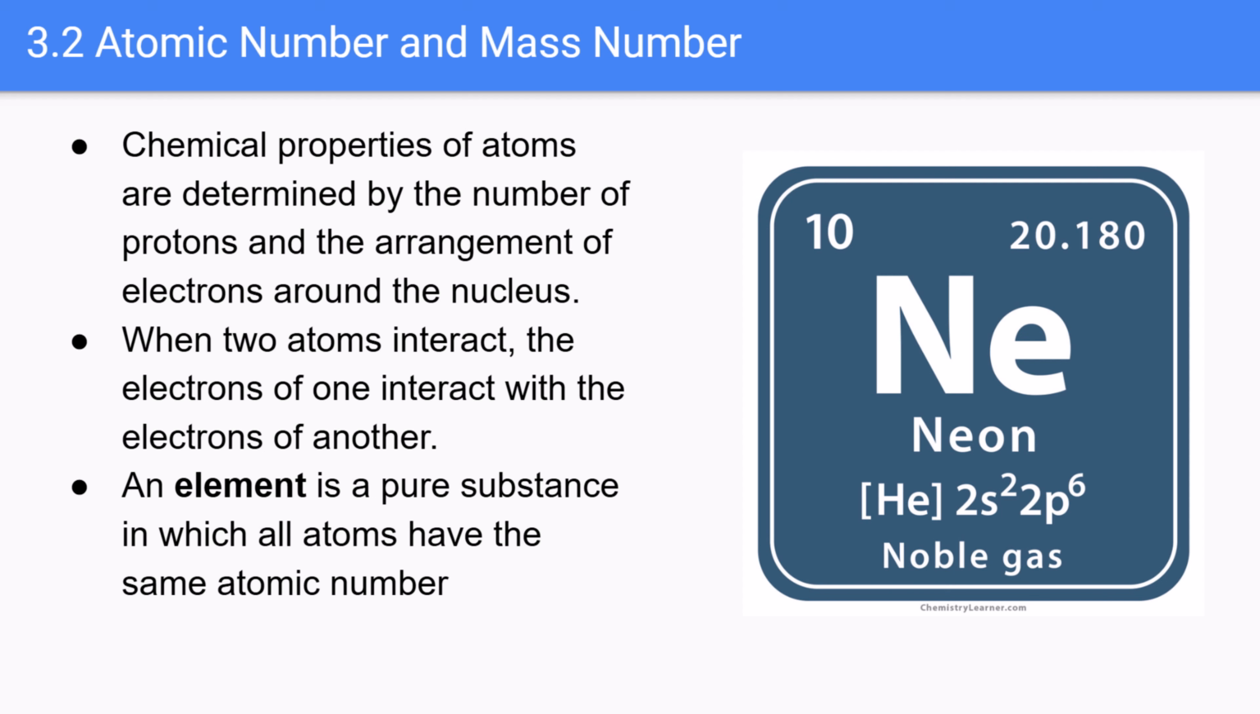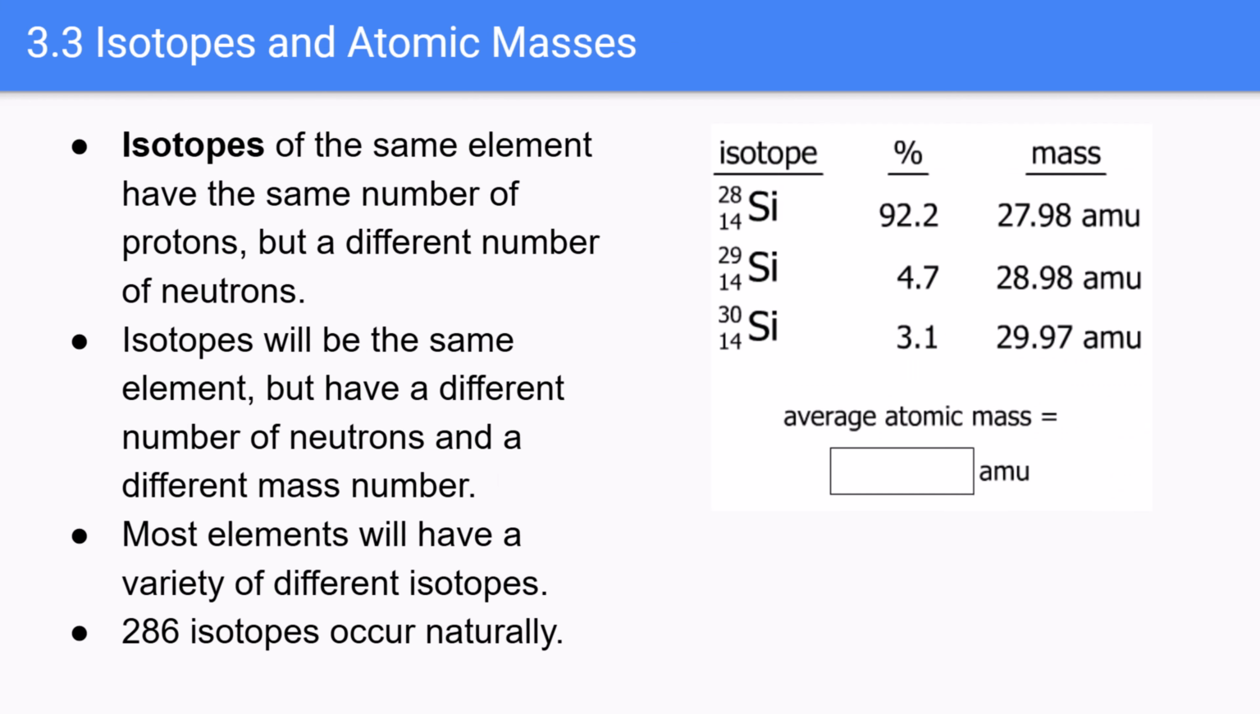We define element as a pure substance in which all atoms have the same atomic number. However, that does not necessarily mean that they contain the same number of neutrons. Remember that the number of protons is based off of the atomic number. So if an element has the same atomic number, it means it's going to have the same number of protons throughout. Again, neon is going to have 10 protons. It may or may not necessarily have 10 neutrons. That is going to be because we have these things that are called isotopes. And isotopes of the same element have the same number of protons, but a different number of neutrons. So isotopes will be of the same element.